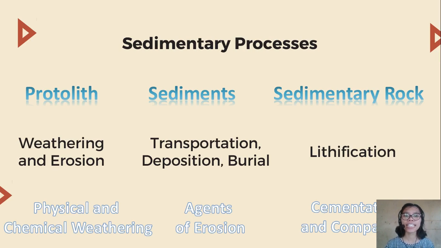Transportation is the movement of sediments or dissolved ions from the site of erosion to a site of deposition. This can be by wind, flowing water, glacial ice, or mass movement down a slope. Deposition takes place where the conditions change enough so that sediments being transported can no longer be transported.